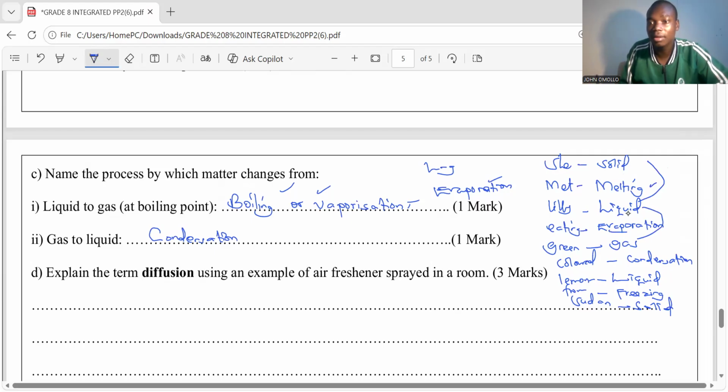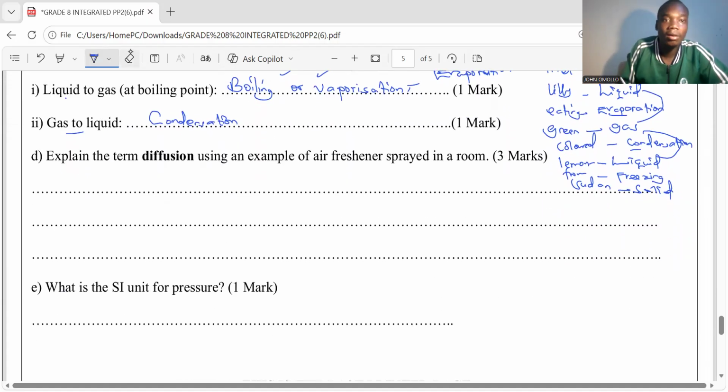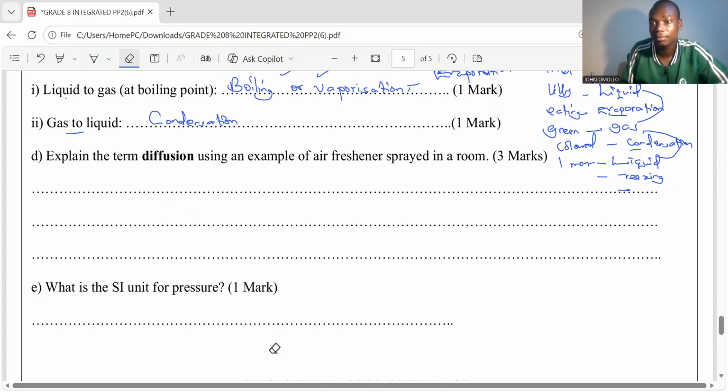So solid to liquid is melting, liquid to gas is evaporation. And that is why we are saying liquid to gas can either be boiling at boiling point, remember, or vaporization or evaporation. Green, that is gas to liquid, condensation. I hope you now know. Now, because of space, I'll clear here so that I leave it for the next question. Let me erase here. That is good.